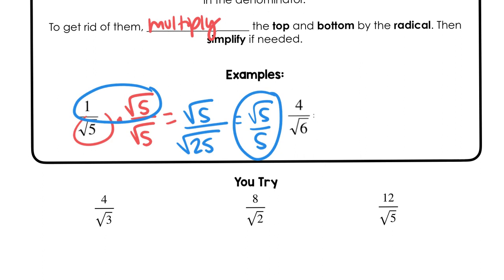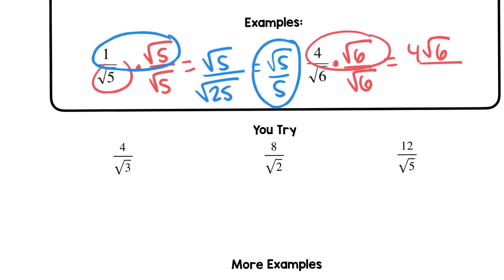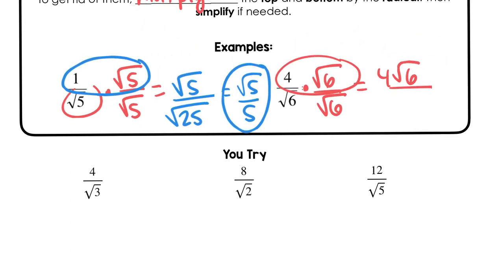Similarly with the next one, you always just multiply by whatever root's on the bottom. So the top of this, multiply straight across, we have 4 root 6. The bottom, we have root 6 times root 6, which is going to be root 36, which is 6. So then the last thing we can do is we can simplify 4 over 6 to 2/3. So you can simplify that. So you have this.